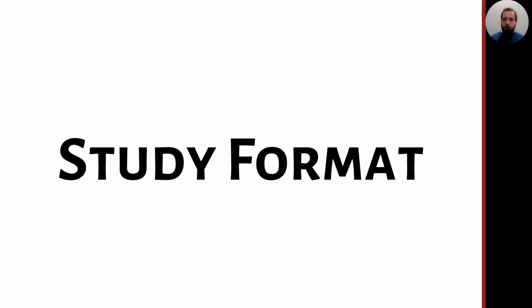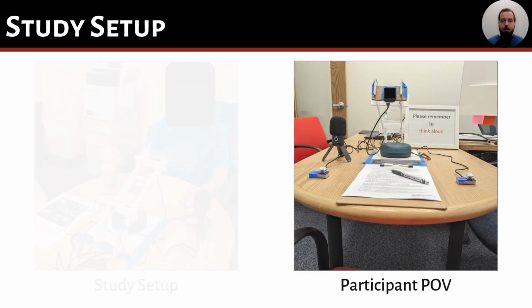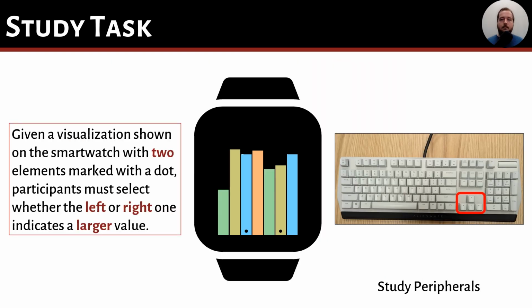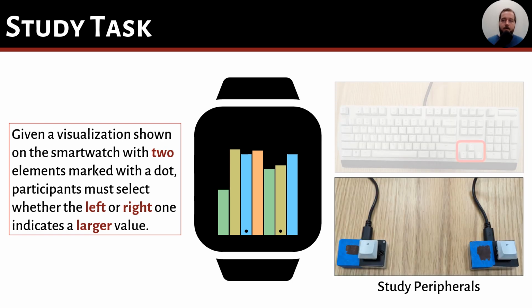So, how did we accomplish this? The study was done in person, so we had folks come in and sit down at a table with the watch set up, and from their perspective it looked something like this. The study centered on a single comparison task, where participants had to select which of two marked chart elements, left or right, represented a larger value. At first, we provided a standard keyboard for user input as per the original study. However, after some participants mentioned discomfort, we swapped to two separate keys, which were more ergonomic and comfortable to use.